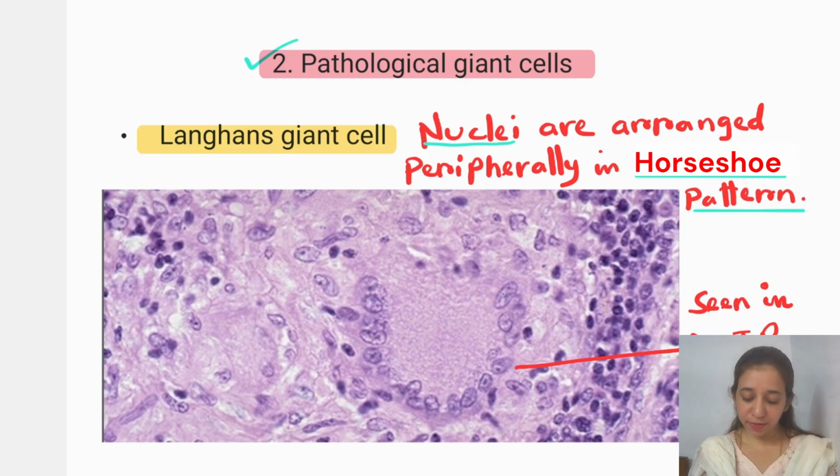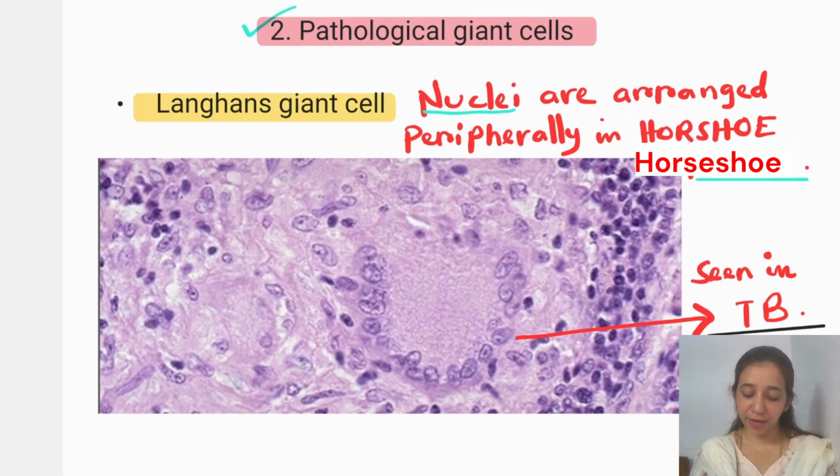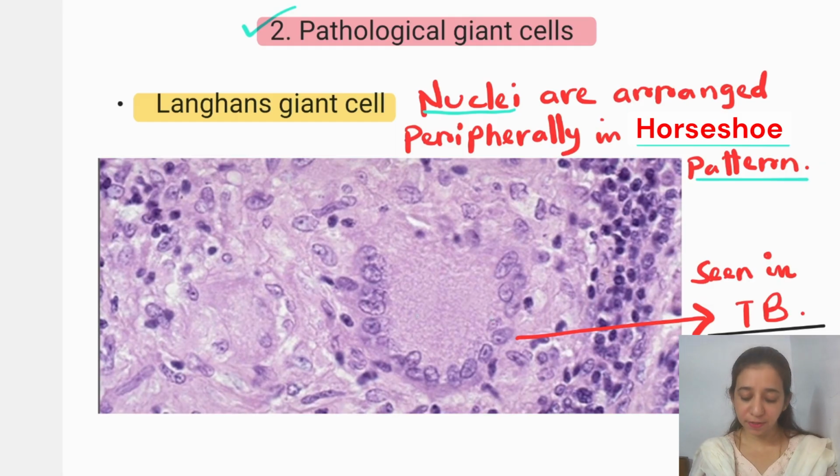This schematic diagram shows the Langhans giant cell, and these round cells which are arranged peripherally are the nuclei of the multinucleated cell. They form a pattern which is similar to a horseshoe, which is why it is called the horseshoe pattern, and it is seen in tuberculosis.